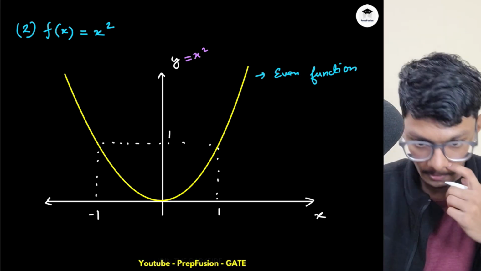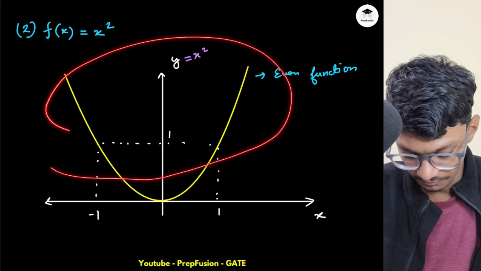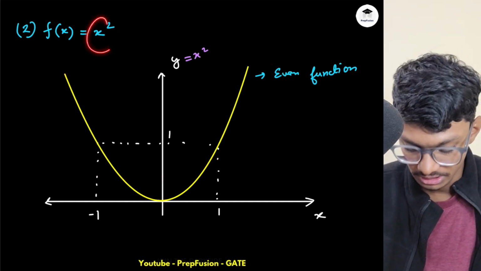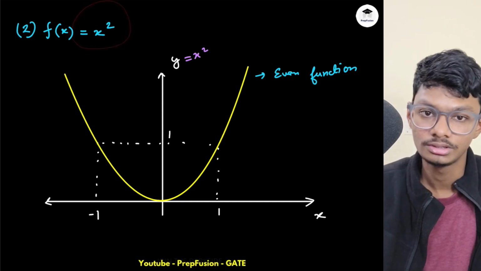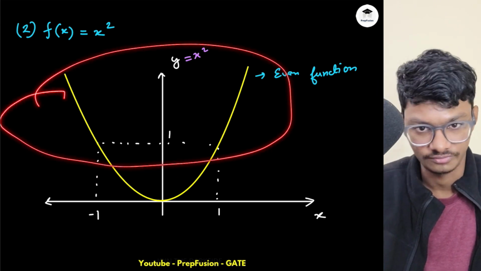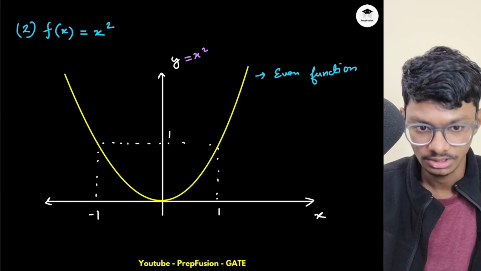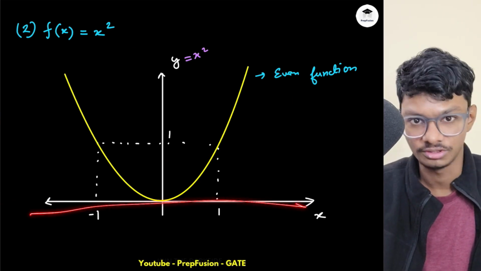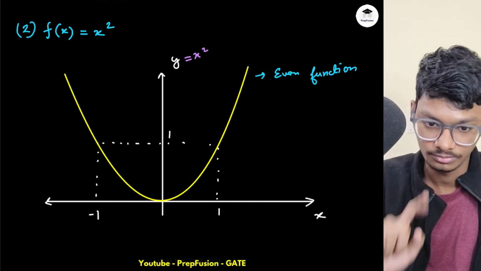Now here, my y is always positive, because I'm squaring a real number. If I'm squaring a real number, y can never be less than 0. So the range of y will always be non-negative. X has a domain of minus infinity to plus infinity, but the range of y will always be positive. So that is another important point.